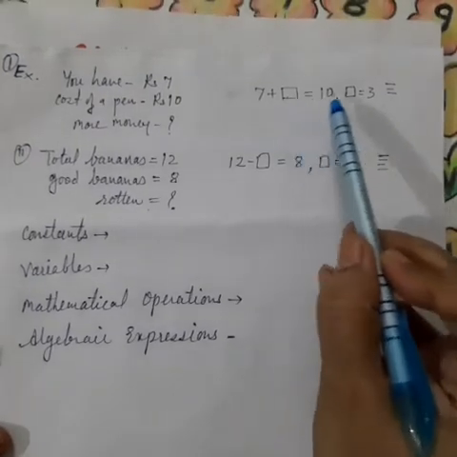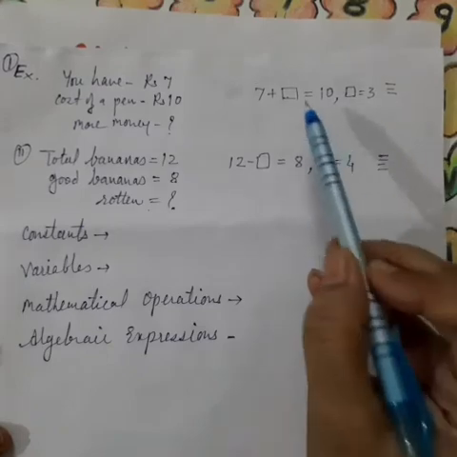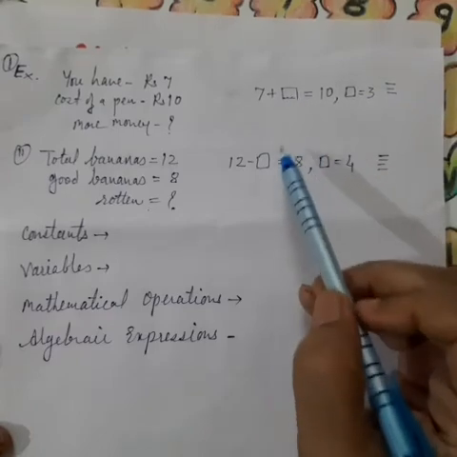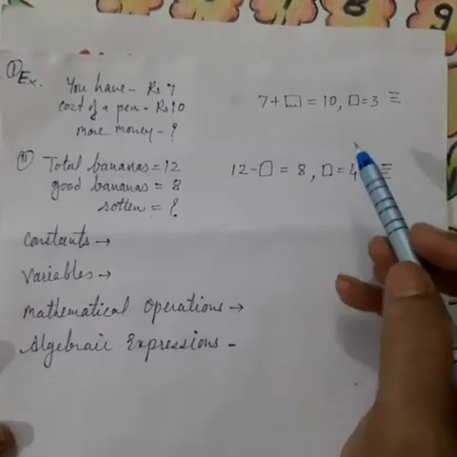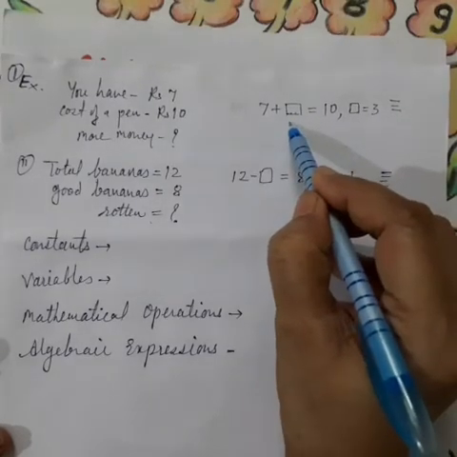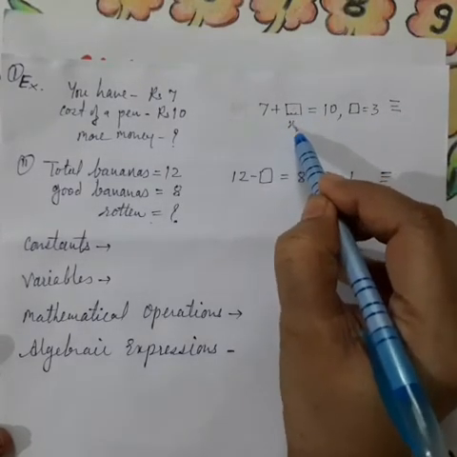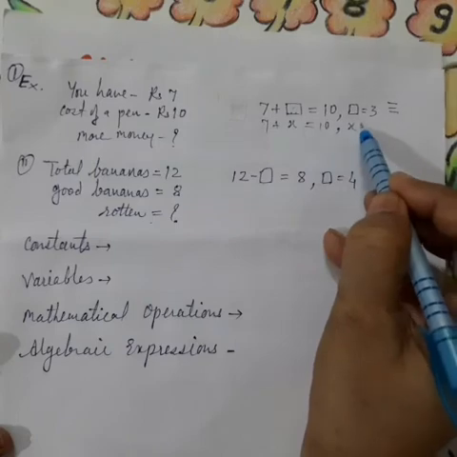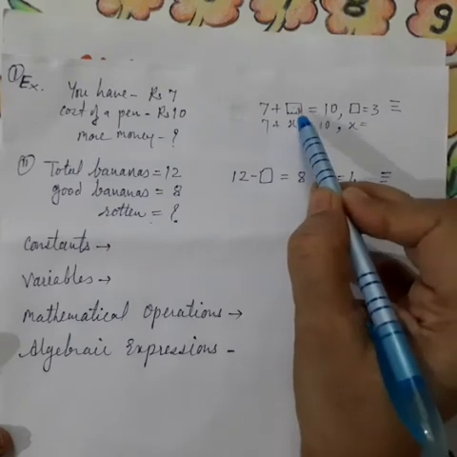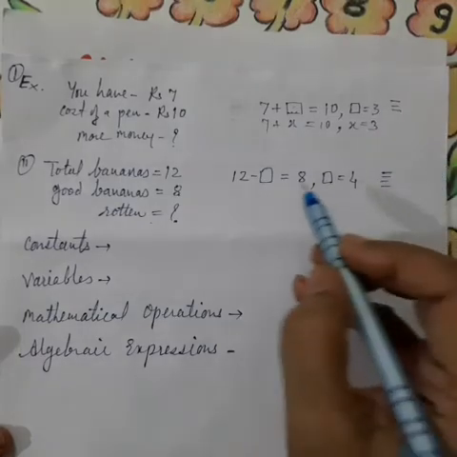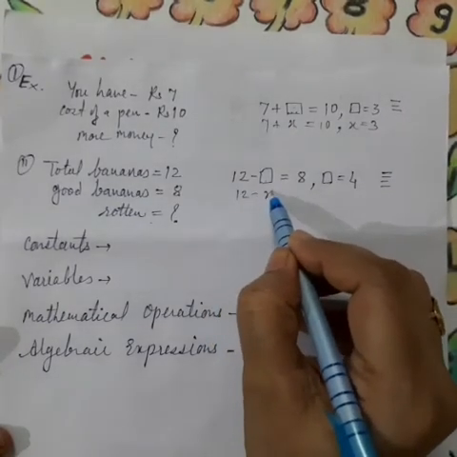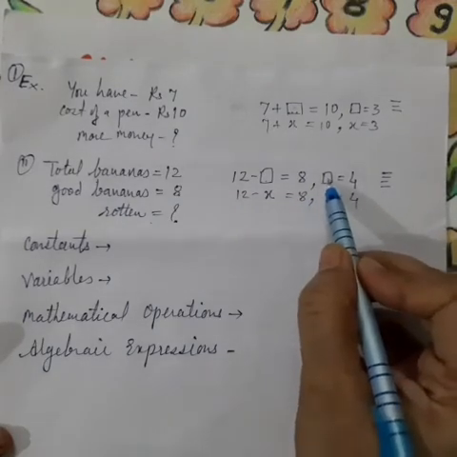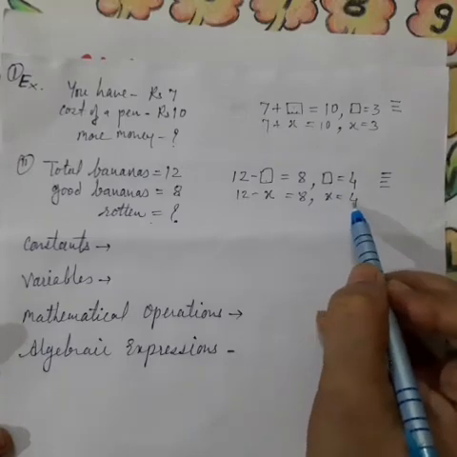Now for unknown things we have taken this box here. We had to find out the value of the unknown. So let us take any alphabet instead of this box. Let us take x. 7 plus x equal to 10. Same value we will get because we are using this alphabet for this box only. So x equal to 3. And here for this box we will use x, so we will get x equal to 4. x means the value of this box only.